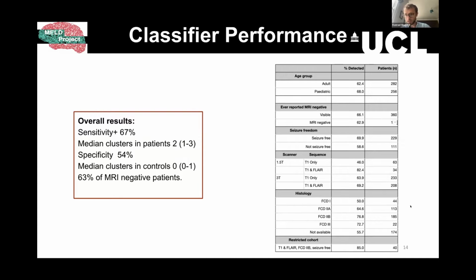We see an overall performance boost in the 3T relative to the 1.5T, but for some reason 1.5T and FLAIR seem to mitigate most of that. The numbers are getting quite small, so the error bars are quite large on those numbers. Finally, if we break down by histology, we're best at picking up the FCD2Bs, and the FCD1s are particularly difficult to identify. If we really restrict the cohort to a gold standard of T1 and FLAIR available, FCD2B confirmed and seizure-free, we're picking up 85% of these, which is also very nice.